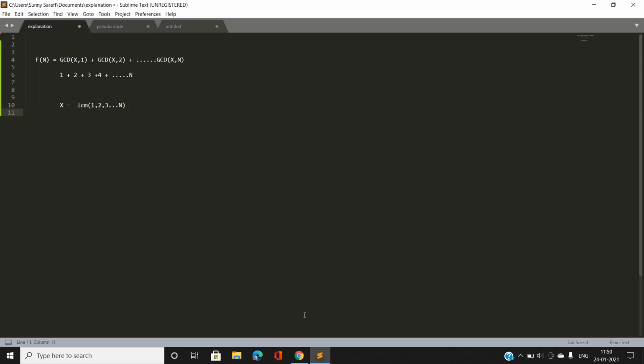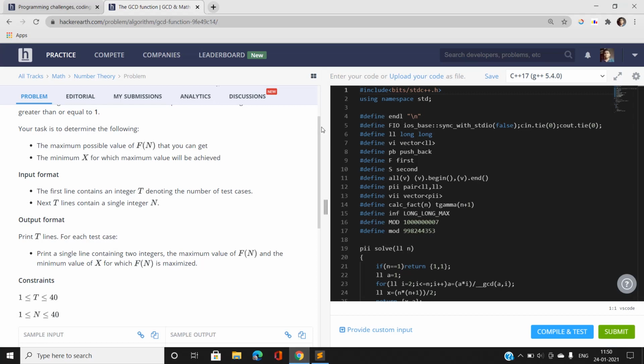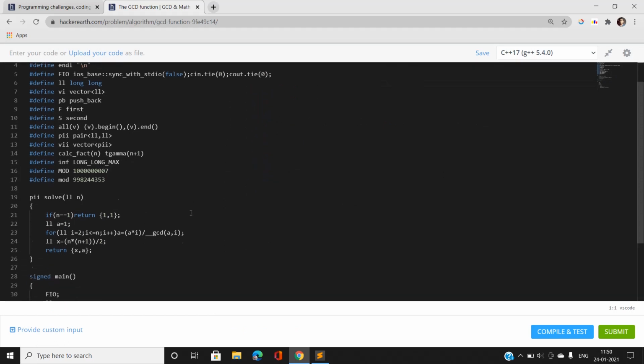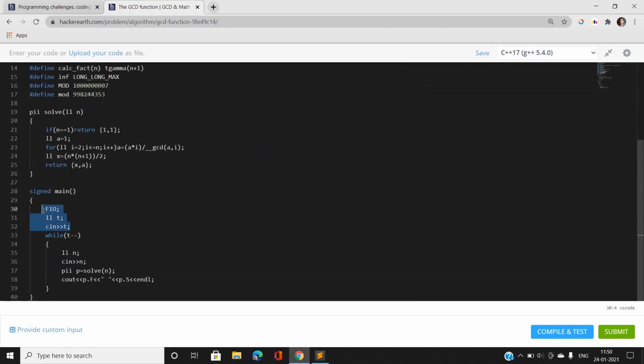So let us move to the implementation part of this question. Let me make the screen bigger. You can see that first I have taken the number of test cases, and we have to print first the maximum value of f(n) and then the minimum x for which f(n) is maximized. I have called the solve function, passing n as a parameter. For the base case n equal to 1, f(n) will be 1 because GCD(x, 1) is 1 for maximum, and we choose the minimum x as 1.